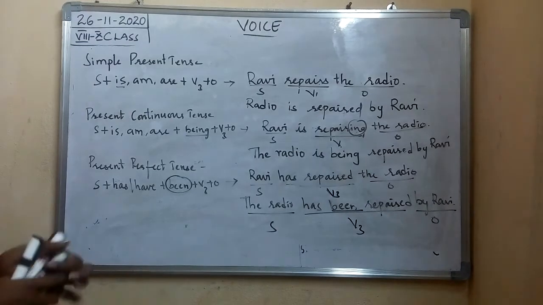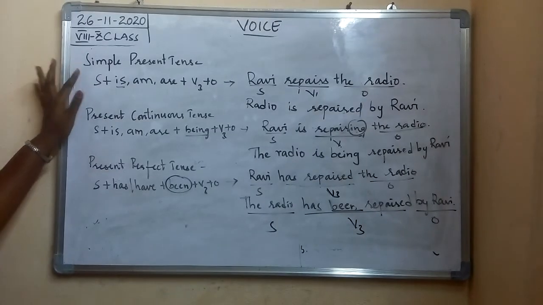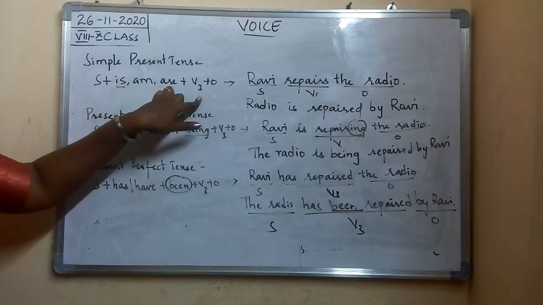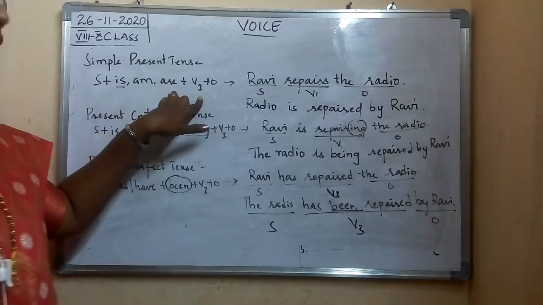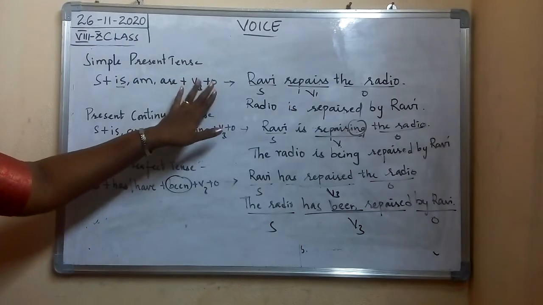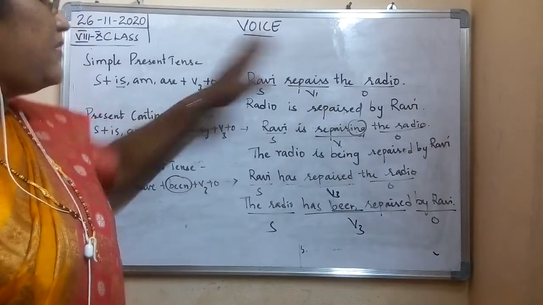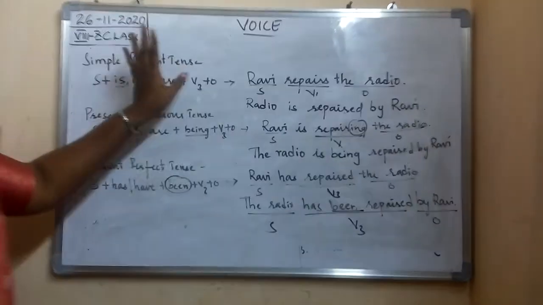So let me repeat once again. Simple present tense structure is what? Subject plus is, am, are plus V3 plus object. Okay, you need to learn the structures perfectly, then only you can do. Okay, so now by seeing the verb, you must understand. For example, this sentence is given. You don't know the structure. Leave it aside for now.